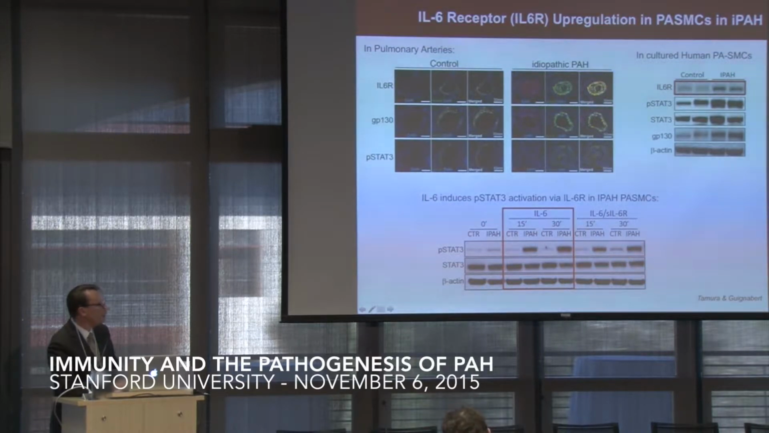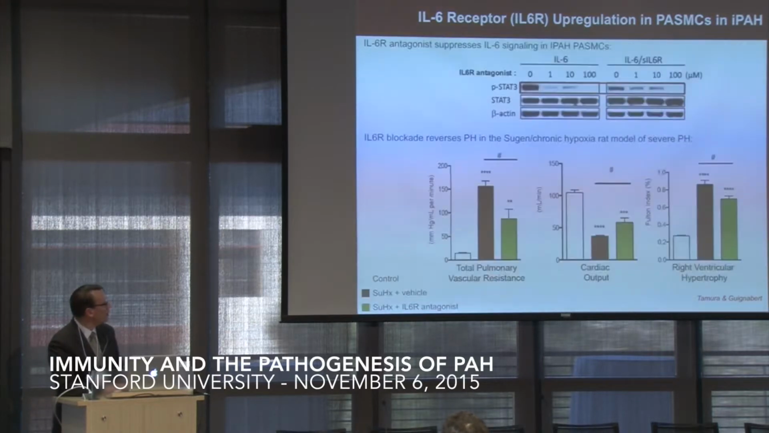So interestingly, interleukin-6 circulates in the bloodstream of our patients. Interleukin-6 receptor is expressed on pulmonary artery smooth muscle cell, and differently from controls, when you add interleukin-6 on smooth muscle cell cultures, STAT3 is phosphorylated. So it triggers something. And we have also studied whether interleukin-6 receptor antagonist was blocking interleukin-6 induced phosphorylation of STAT3. And as you can see, when you add the interleukin-6 receptor antagonist, you downregulate, of course, the phosphorylation of STAT3.